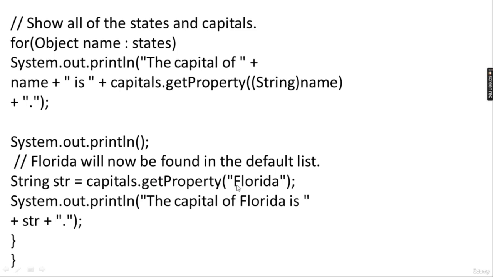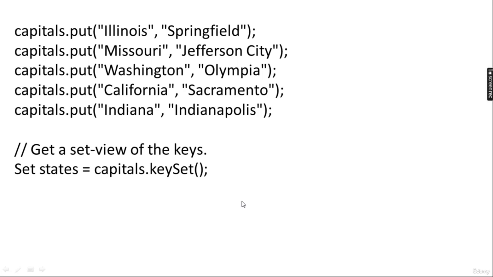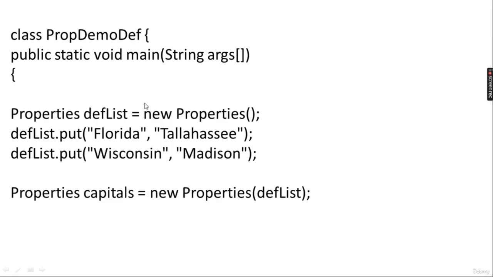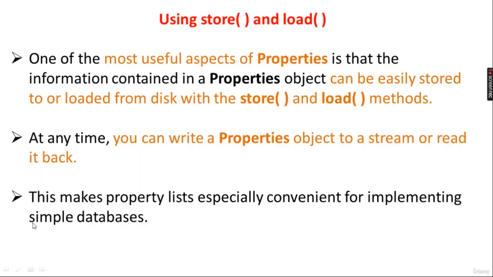Florida will now be found in the default list. Capitals.getProperty("Florida"). In the default list we have created, we can add as many elements as we want, and in the constructor of the main properties we add the default list. If any value is not found in this list, it will be found in this second default list. Okay, so capitals.getProperty("Florida"). The capital of Florida is presented.